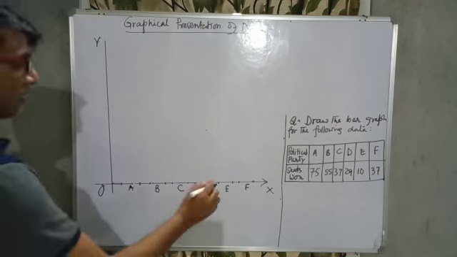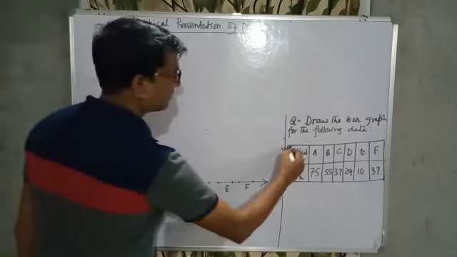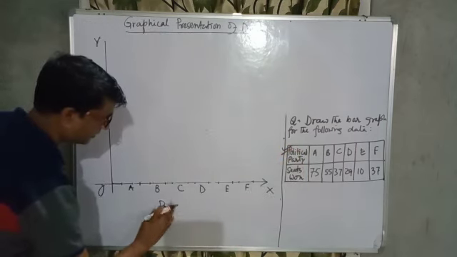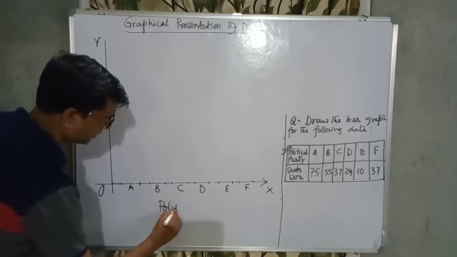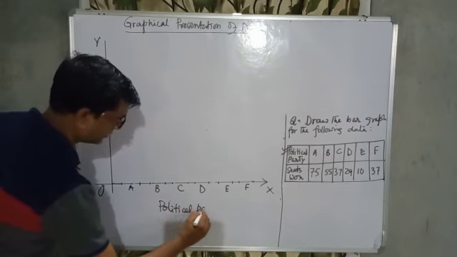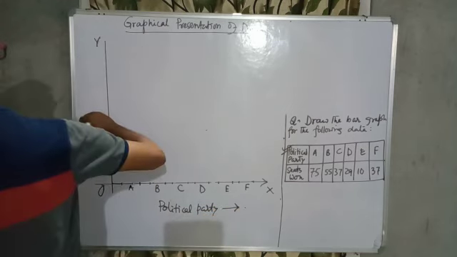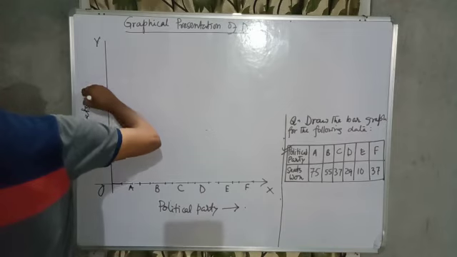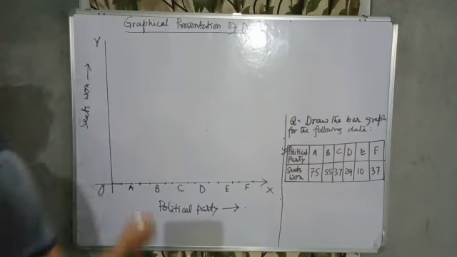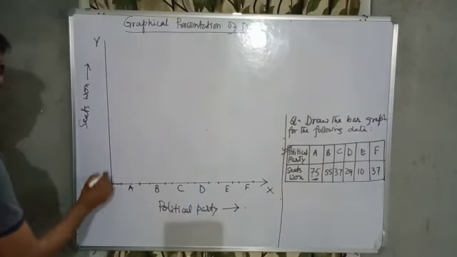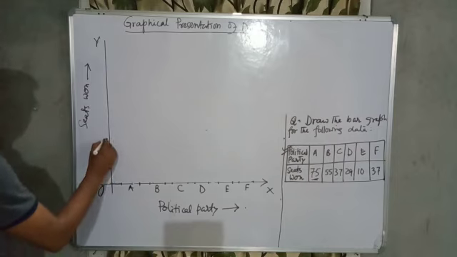And here we write the variable, which is political party. On the x-axis is political party. And on the y-axis, what do we write? Seats owned. The highest value is 75. The origin means 0, so we can mark it. This is 10, this is 20, this is 30. Then it will be easy to draw.